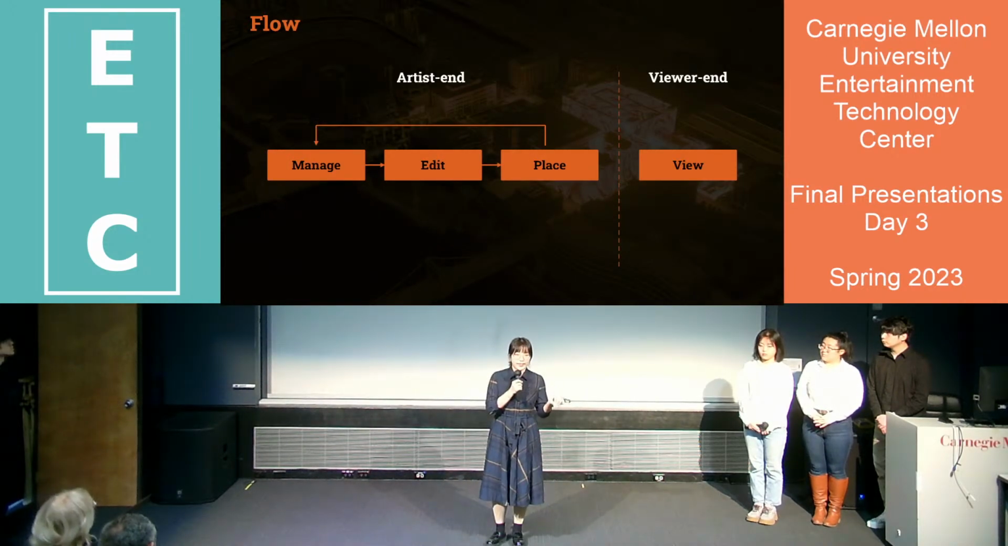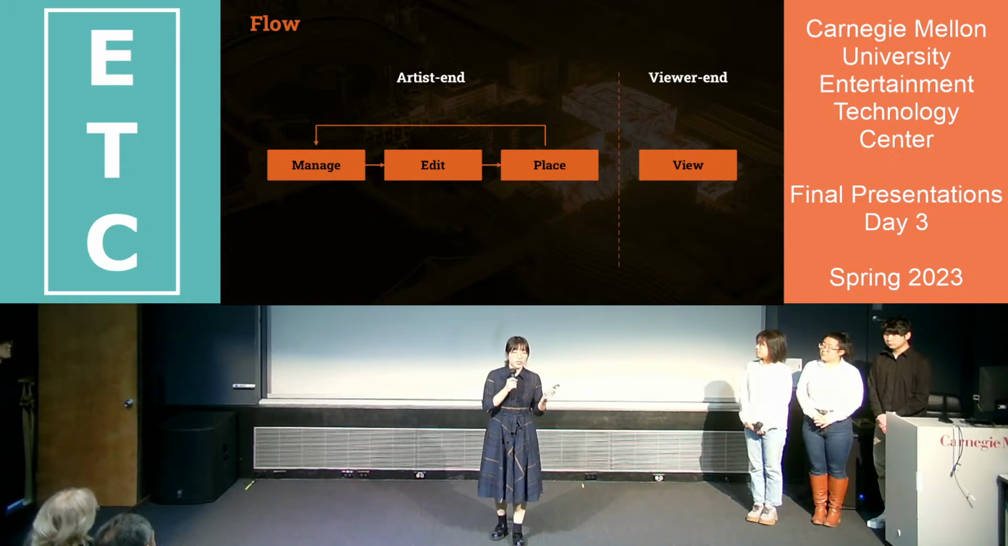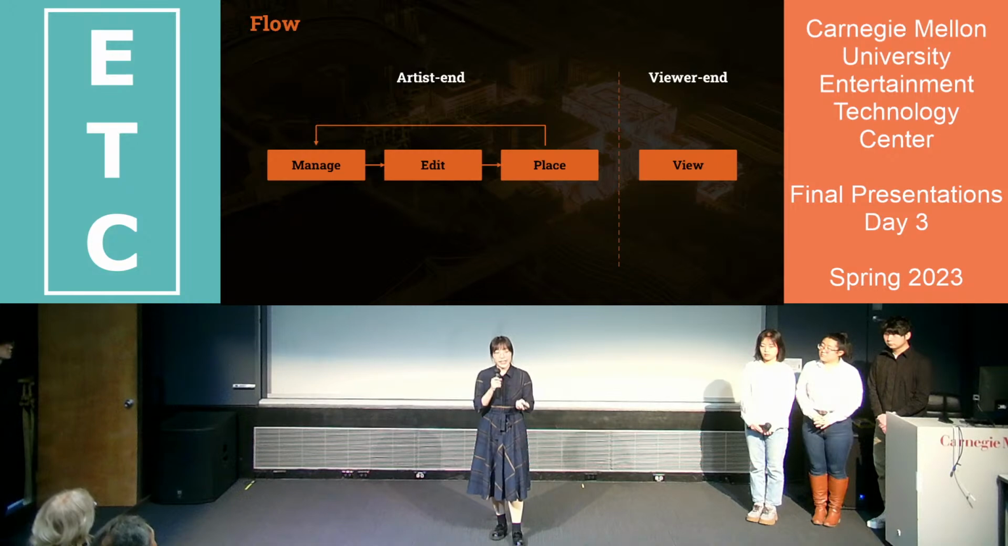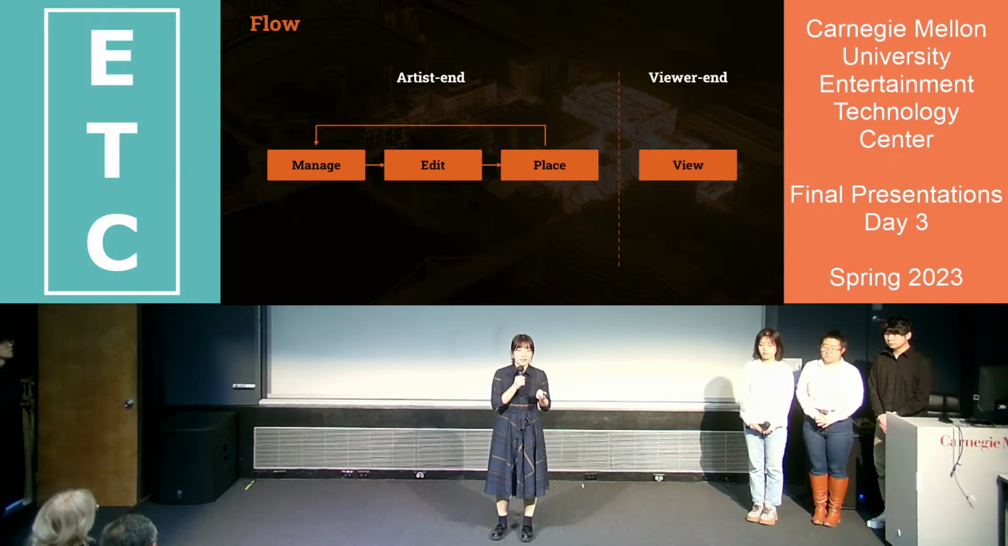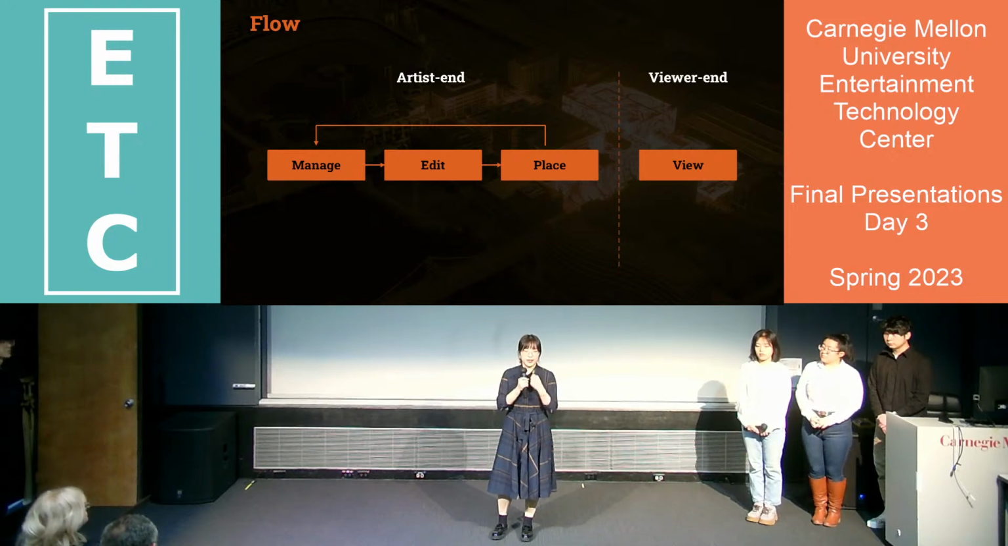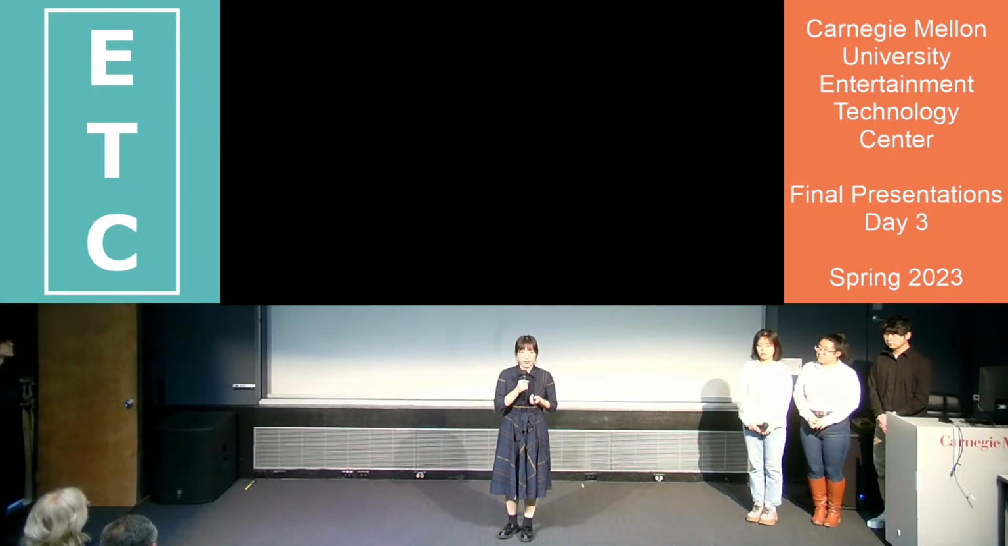We have an artist end and a viewer end, and the basic flow is that artists can manage their artwork, edit, place and publish their artwork, and the viewer can easily access the app to see their artwork. Let's see a video. What does it look like?